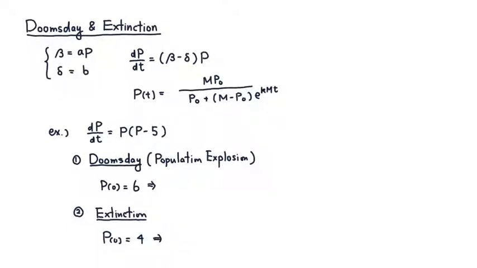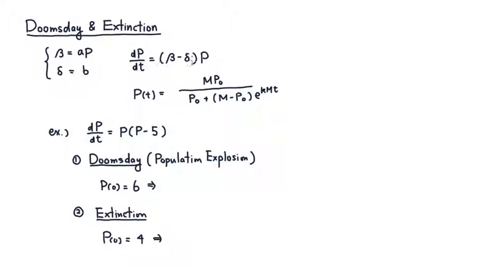Alright, let's look at the Doomsday and Extinction. This is going to be a population model that is somewhat unstable. We're going to assume that the birth rate is proportional to the population, so some constant A times population P. And the death rate is going to be a constant rate, so I'm going to use B.